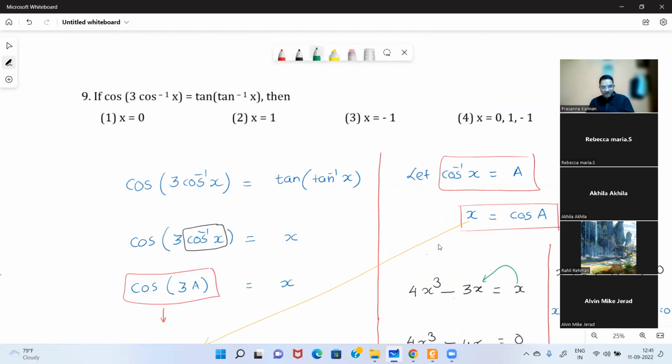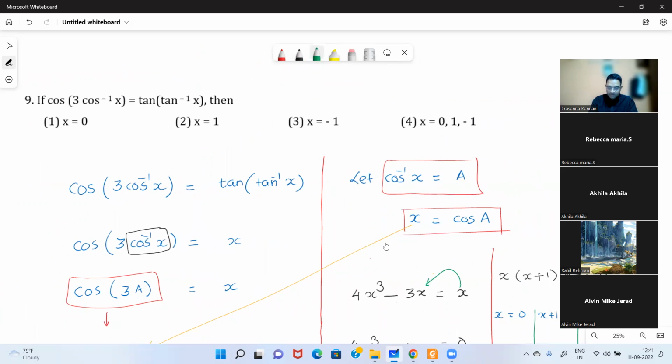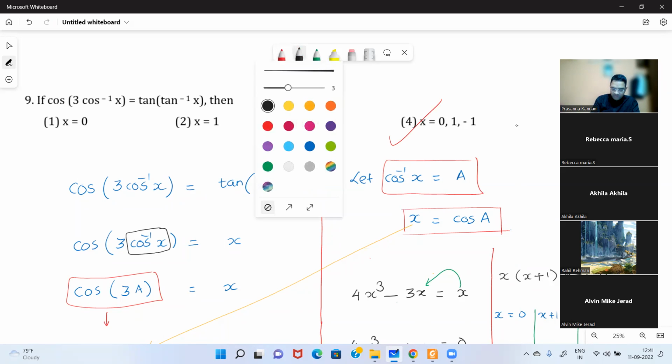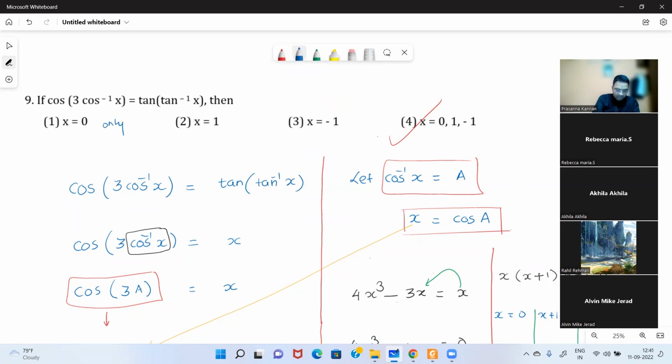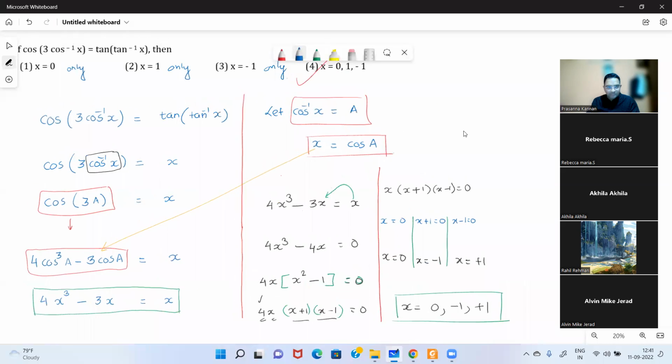Therefore, which option is correct? The best answer among the four is option 4, the fourth option. Clear? This means in CET it means x equal to 0 only. Here it is x equal to 1 only. Here it says x is equal to -1 only. But the actual answer is what? x is equal to any one of the three. It can be 0, or it can be 1, or it can be -1. Are you clear? Yes, sir.